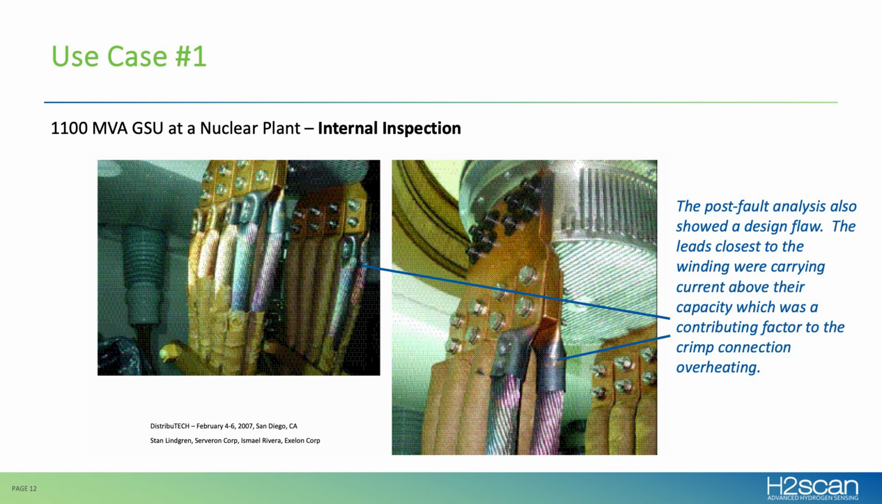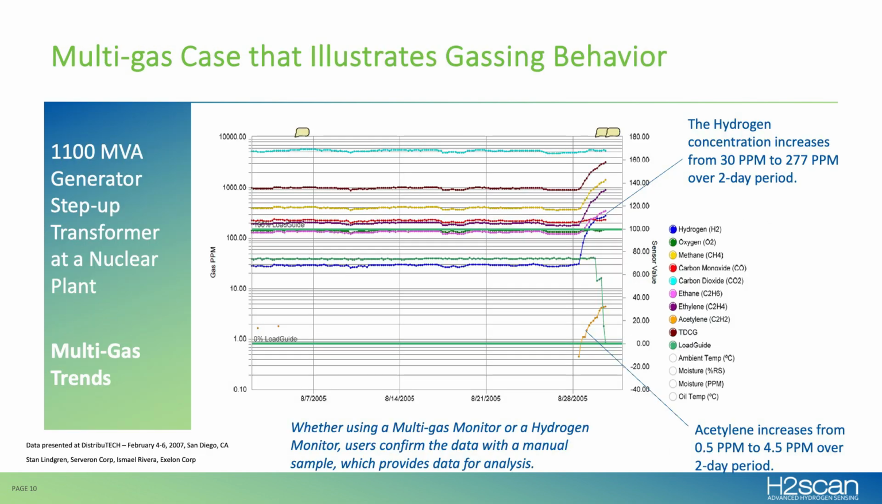In this case, the design issue was that they should have taken measures to ensure that these conductors closest to the winding were not overheating, but they did overheat, which caused the overheating in that crimp connection, which is what was indicated by the gassing. And it's important to note, as we go back to the gas trends, if you would have had a hydrogen sensor on this transformer, and only a hydrogen sensor, what you would have seen is a drastic increase in hydrogen very quickly.